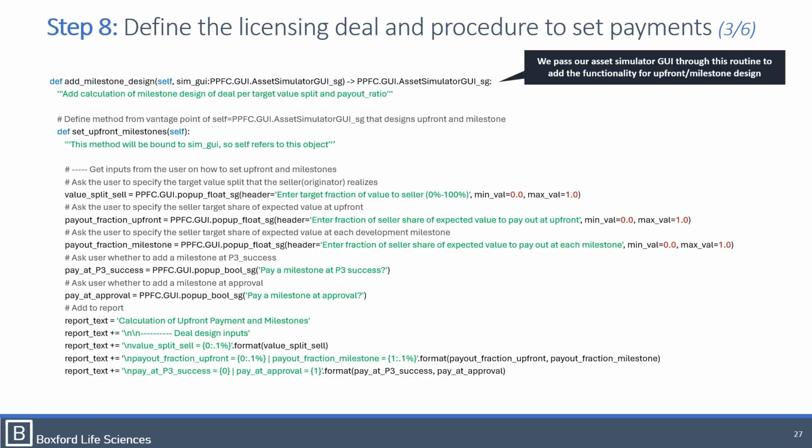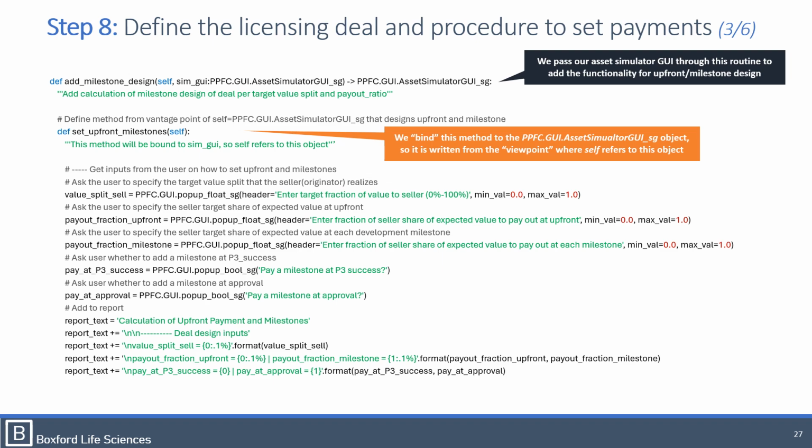Here, to demonstrate that, we define a bespoke method we're going to call add milestone design, which is going to be part of this process of adjusting our graphical user interface to attach to it a method that's going to run what we want to do, which is going to be setting the upfront and milestone payments for the deal associated to it. The way that we add extra functionality is we bind methods to the instance of this PPFC GUI Asset Simulator GUI object. And so since we're binding a method to it, when we write this method next, self in this case is going to refer to that simulator object that we just create. So when we think about this, and once you create one of these models, you can dive in and see the individual components and understand how that works.